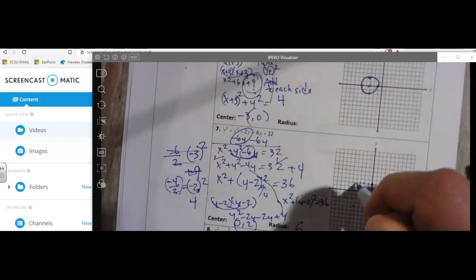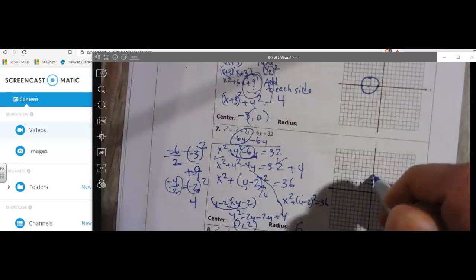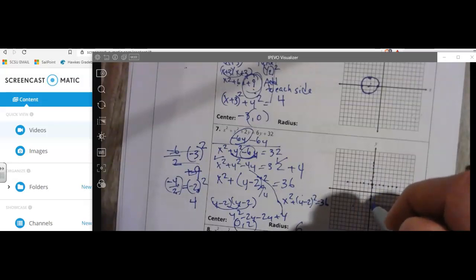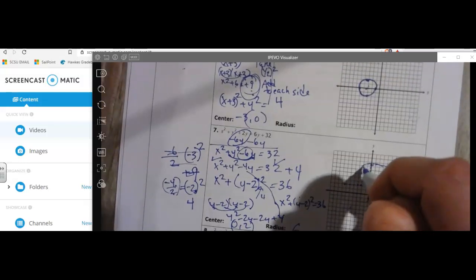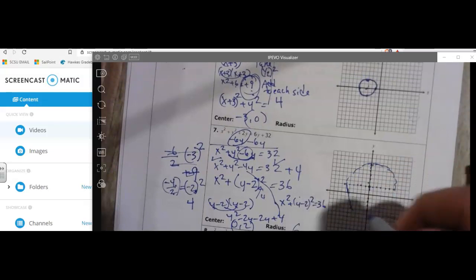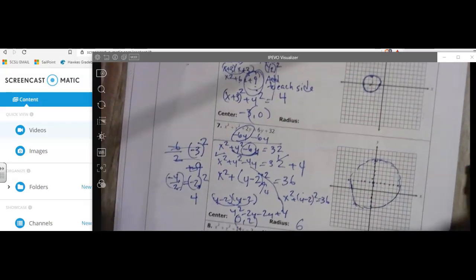1, 2, 3, 4, 5, 6, or so. So something like this. I hope I didn't miscount one, but you get the idea. That's our general circle right there.